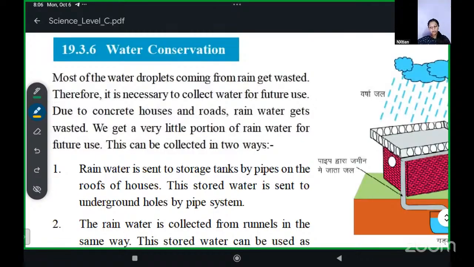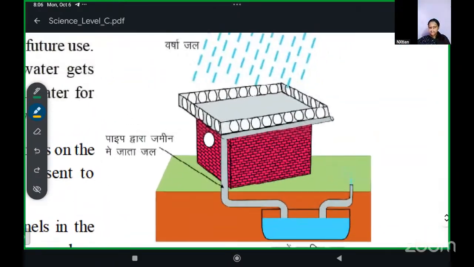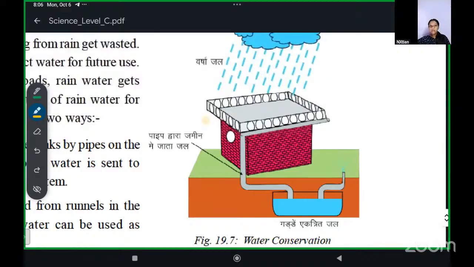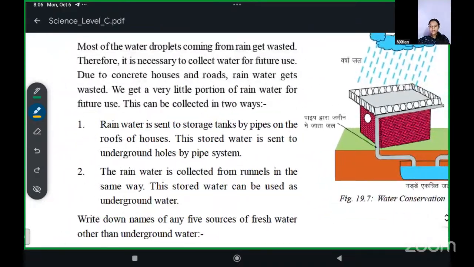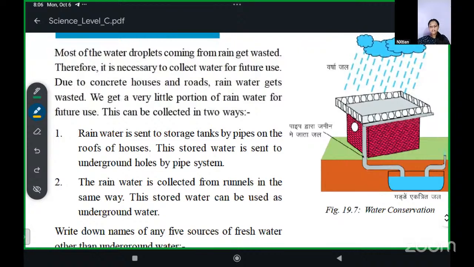This is a design of rainwater conservation. If you can see, most of the water droplets coming from rain get wasted. Therefore, it is necessary to collect water for future use. Due to concrete houses and roads, rainwater gets wasted. We get a very little portion of rainwater for future use. Now, this can be collected in two ways.